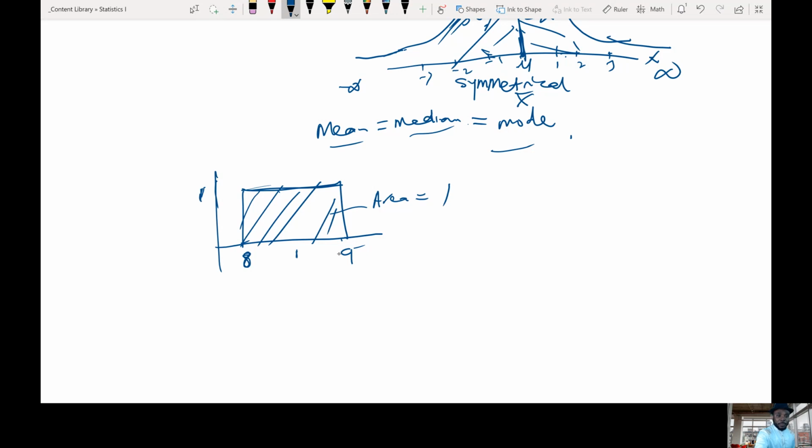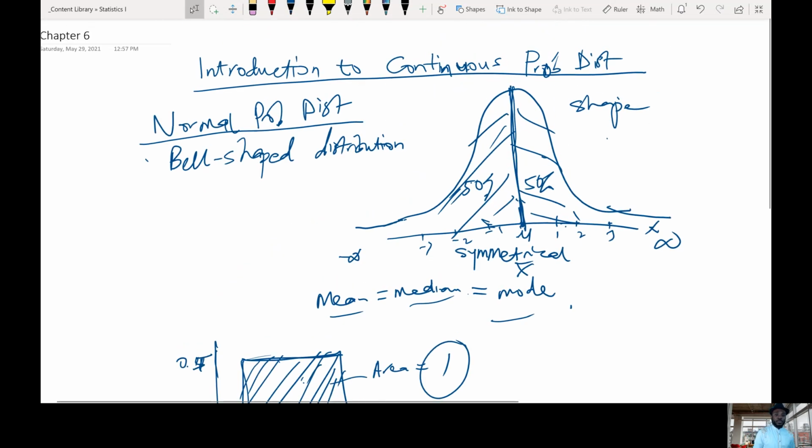Now, what if this is 10 and this is 2? If this is 2, to have an area equal to 1, then this height has to be 0.5. So that's half, and when we multiply 0.5 by 2, we have 1. So the area under this uniform distribution is equal to 1. It's 100%. The same idea goes with a normal distribution.